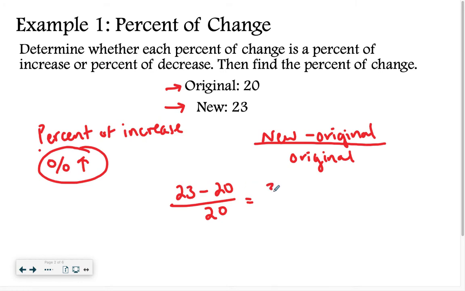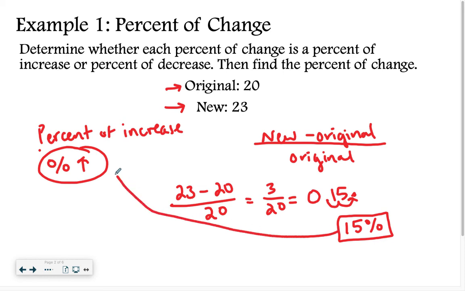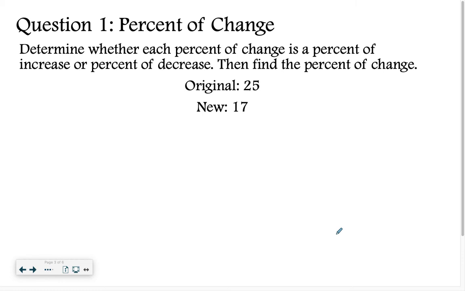So 23 minus 20 is 3 over 20. And if I divide 3 by 20, I get 0.15, which for a percentage, I just have to move 2 places. So I know I have a 15% increase, right? So I'm looking for both of these bits of information. You have to tell me that it's an increase and by how much? 15%.